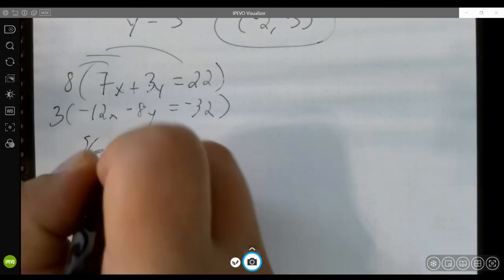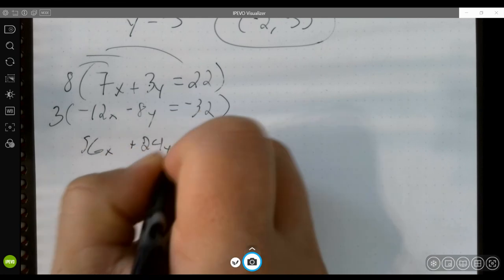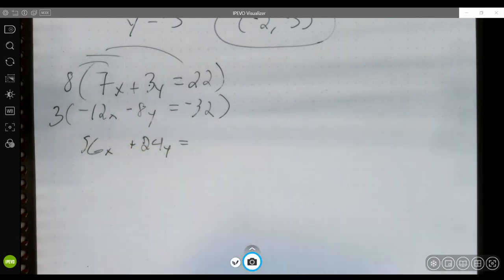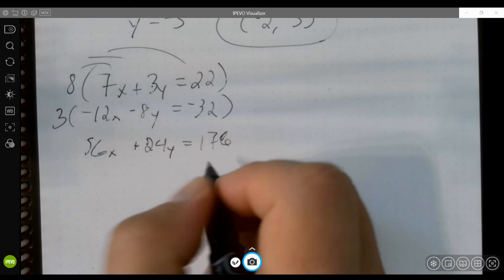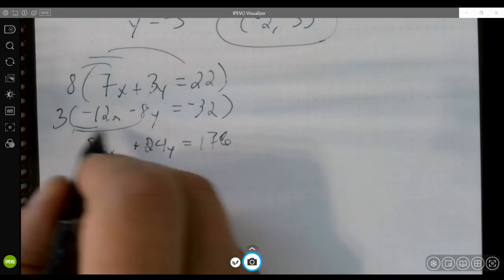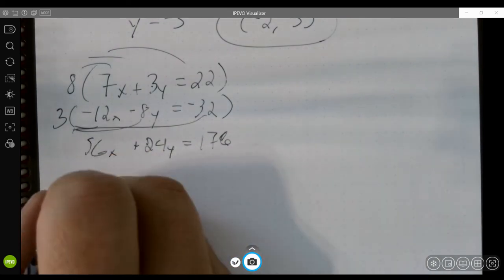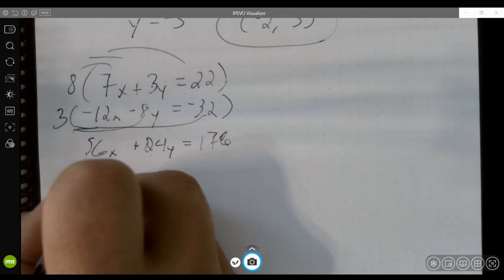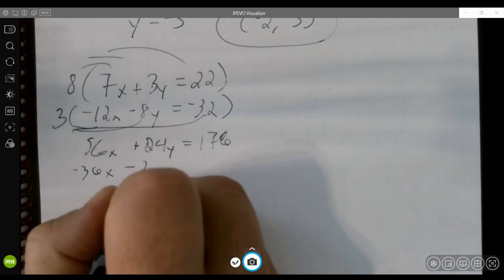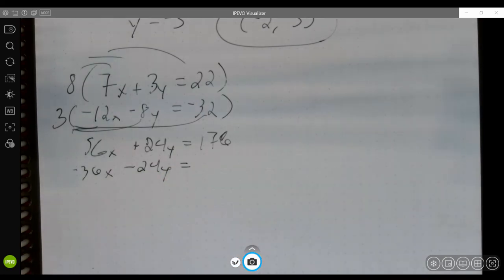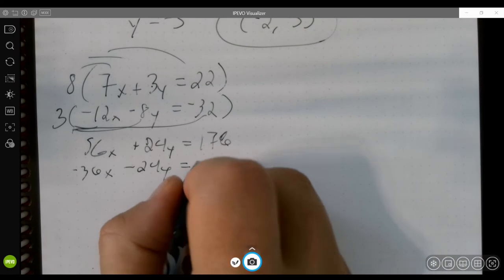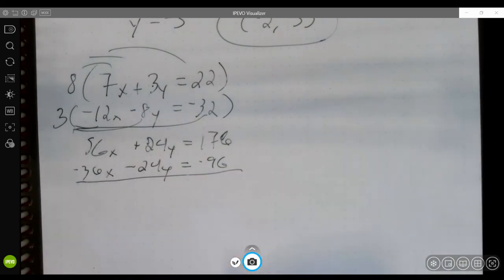So I get 56x plus 24y equals 176. I'm just going to double check. 176. My mental math is on fire today. 3 and negative 12 is negative 36x. Here's our minus 24y equals negative 32 times 3 is negative 96. So bigger numbers, but it's just arithmetic now.